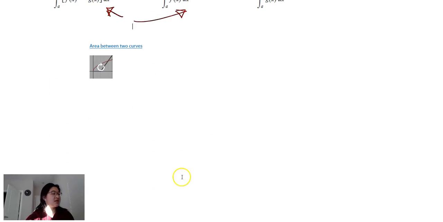There is a thing in Desmos. I hope this works. This might work.